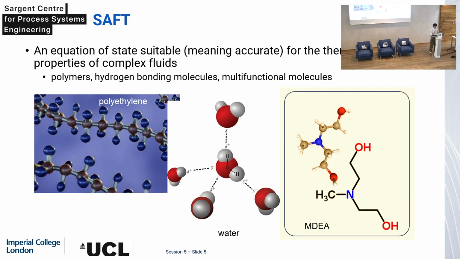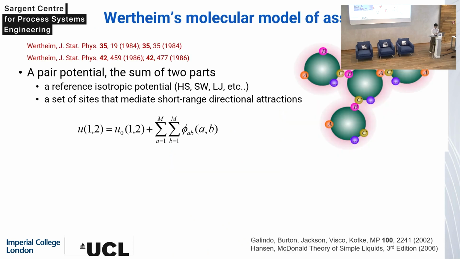Just to give you the headline, SAFT is an equation of state, so as I said, a relation of pressure, density, temperature, composition for the thermodynamic properties of complex fluids. And complex fluids are things like polymers, because they are very large, entangled systems. Water is always considered a complex fluid because of the formation of the hydrogen bonds in the molecule that gives water very special properties. And the amines that we use for CO2 capture are complex molecules because they're multifunctional, they hydrogen bond, they react, and all these things, okay? And so SAFT is a technique, or an equation of state, that allows you to treat mixtures of all these molecules.